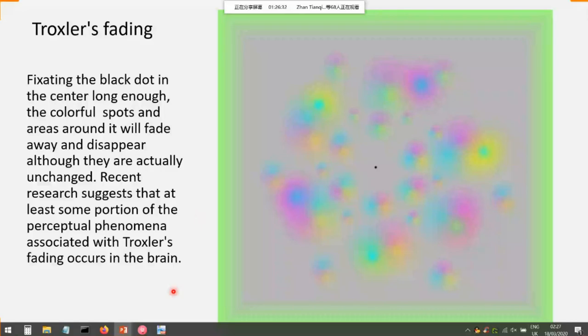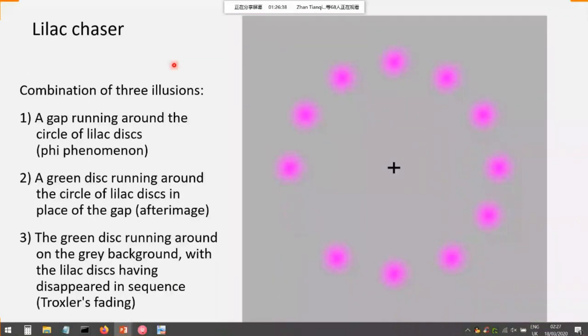The next one then is a combination. It's called a lilac chaser. It's a combination of three illusions. The first is a gap running around a circle of lilac discs. This is the phi phenomenon we have seen before.